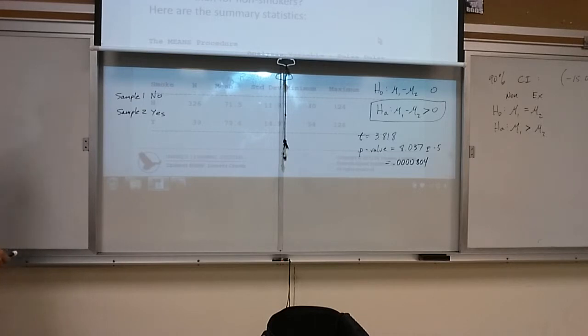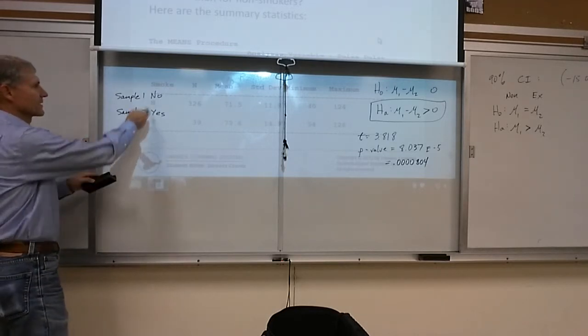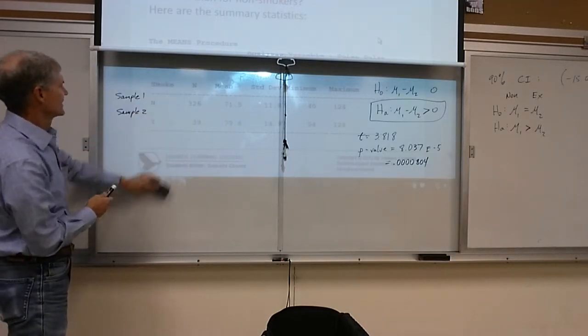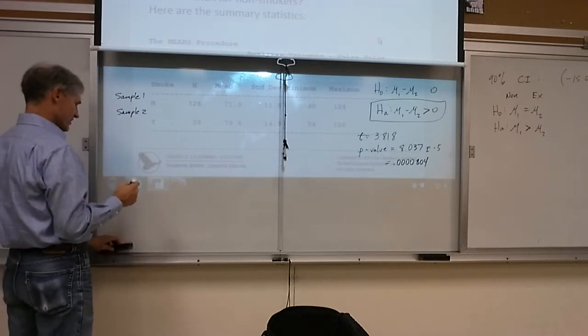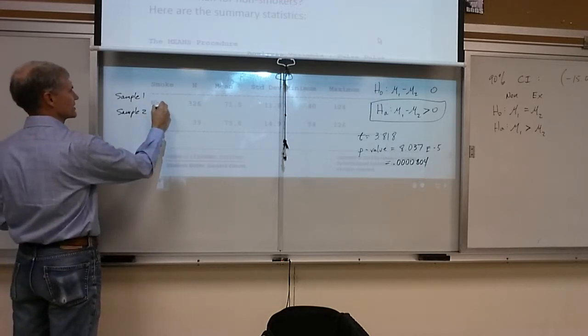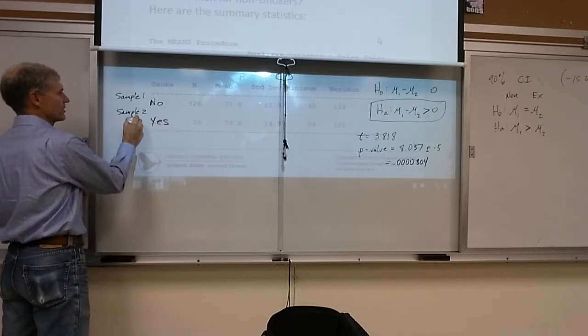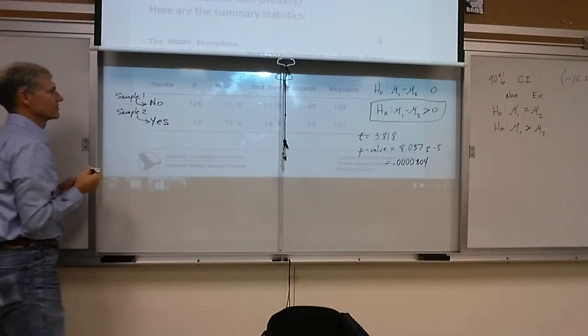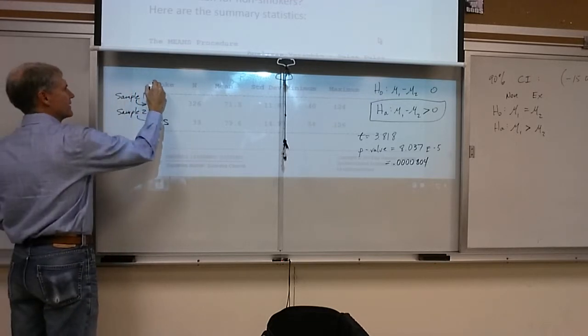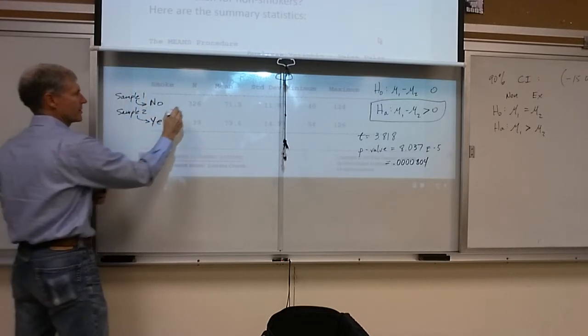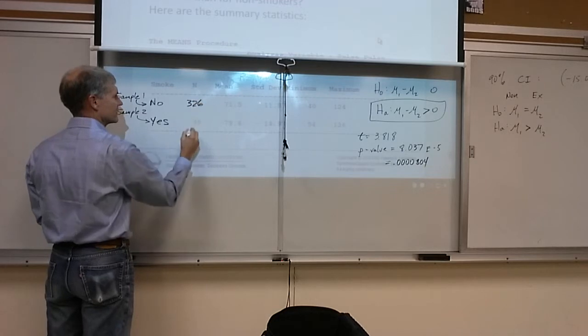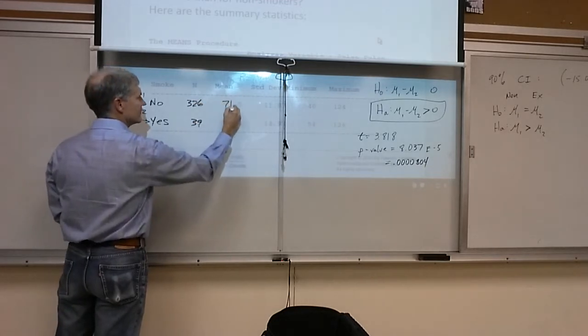Okay, so we'll do the same thing. Look at that, my screen didn't quite match up. Let's call sample 1 the no's. This is for the smoking question. So no and yes for sample 1 and sample 2. And I'll make these numbers a little bit bigger so I don't have to read them.